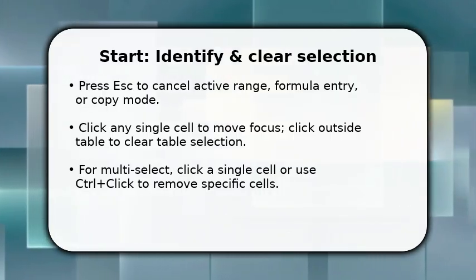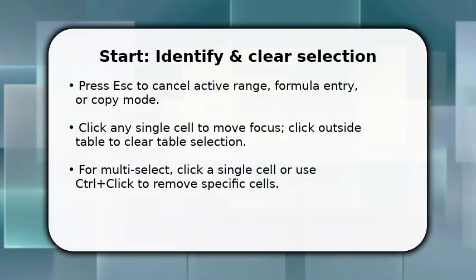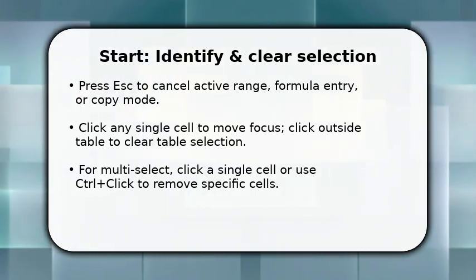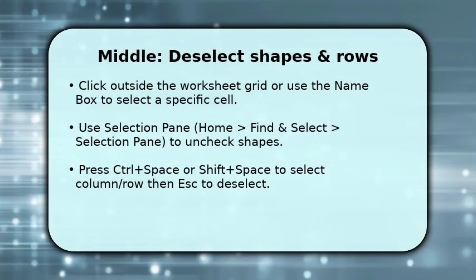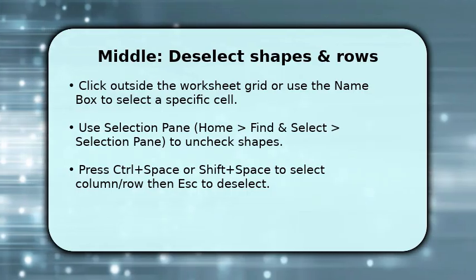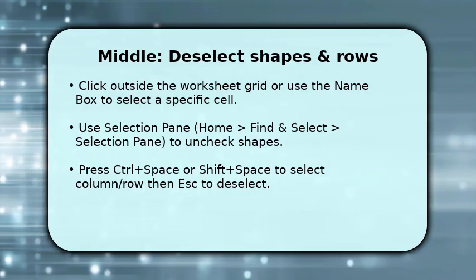If you used Control to multi-select, use Control plus click on cells or ranges you want removed. Alternately, click a single cell. If your selection includes objects, switch to the selection pane and click an object name to toggle selection. Click the blank area in the pane to clear all.